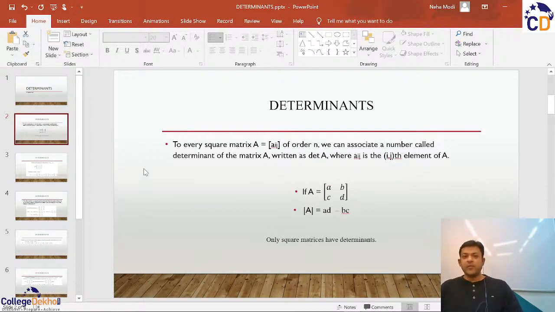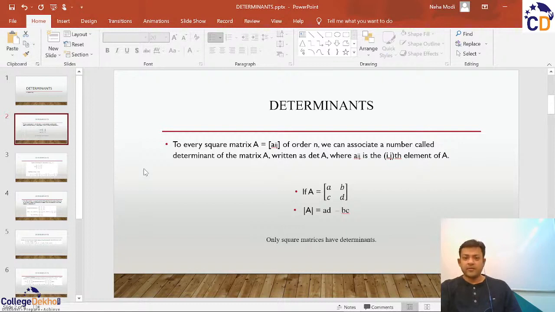For every square matrix, which means it must have an equal number of rows and columns, let's say of order n, it can be given an individual value, a value associated with the matrix. When a value can be associated with a certain matrix, that value is called a determinant.